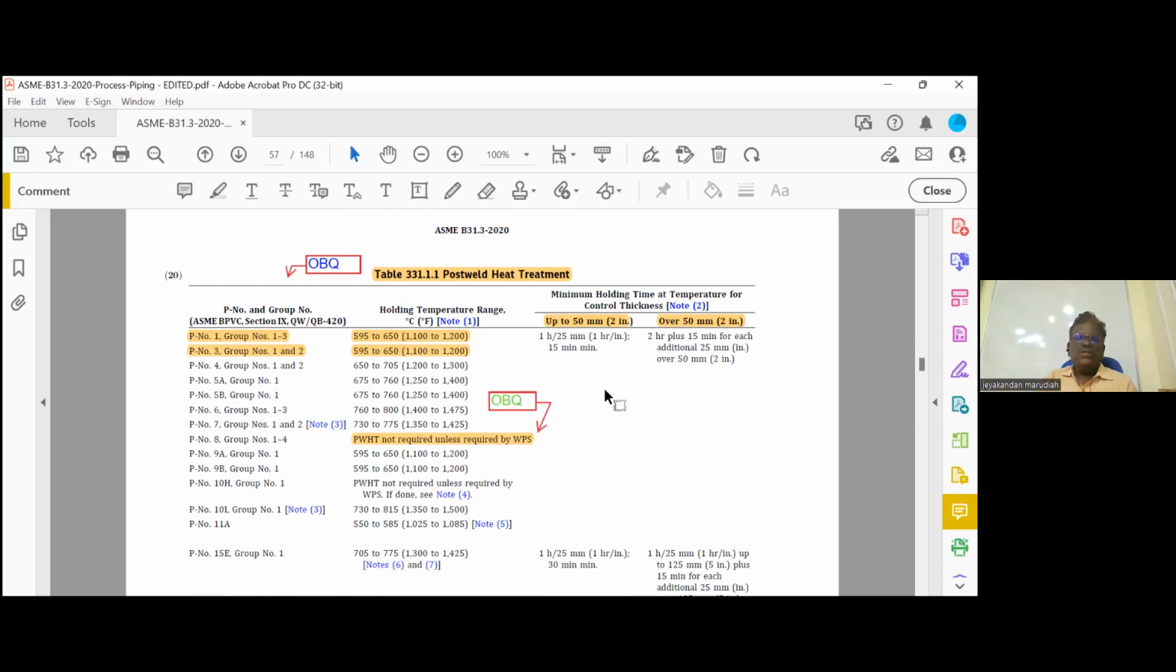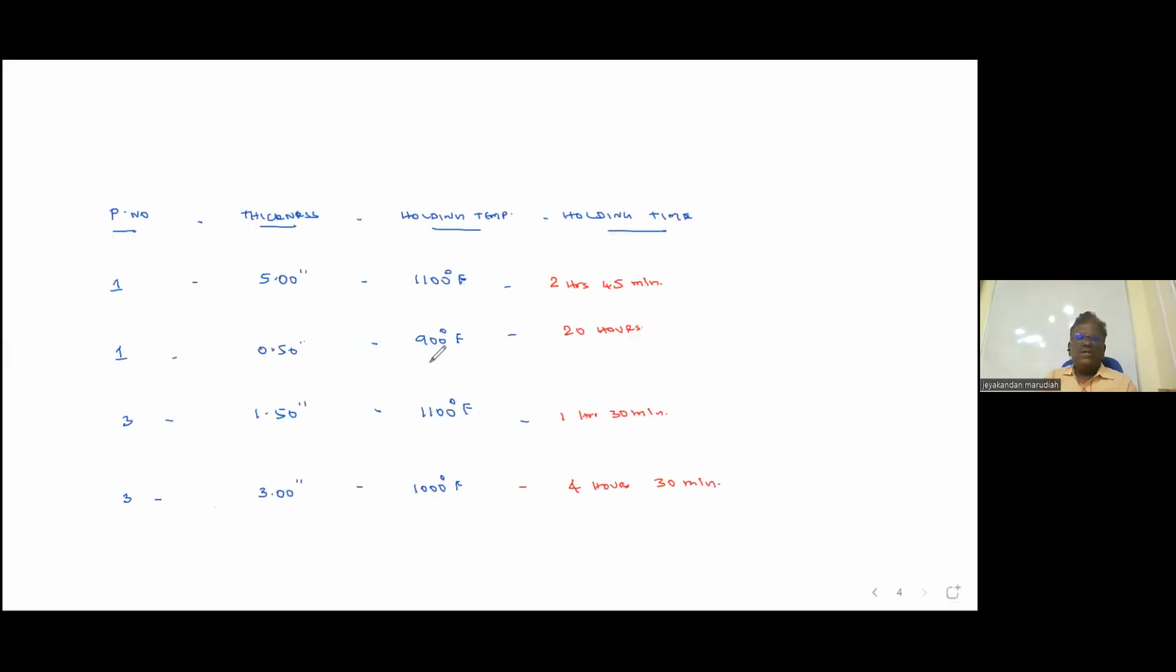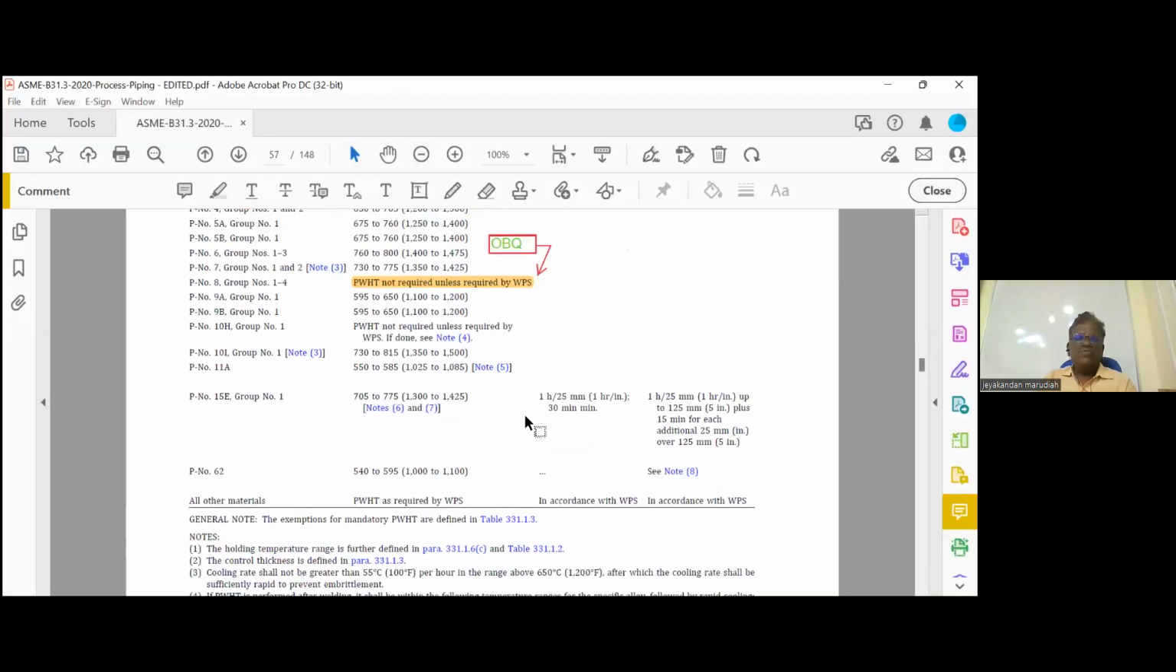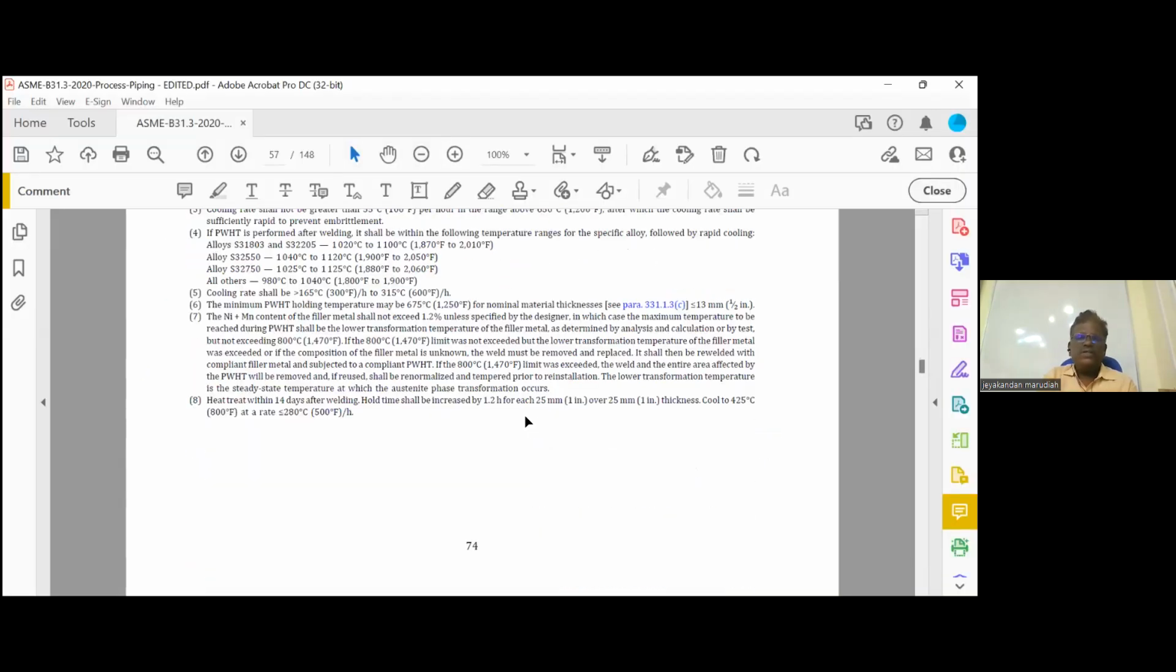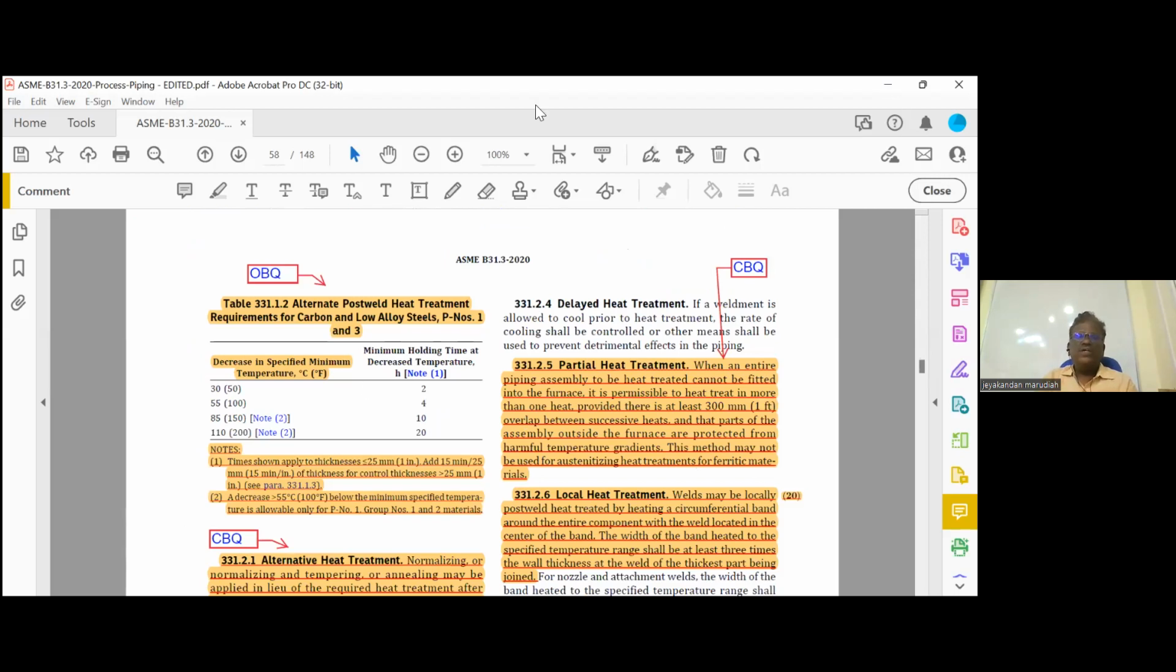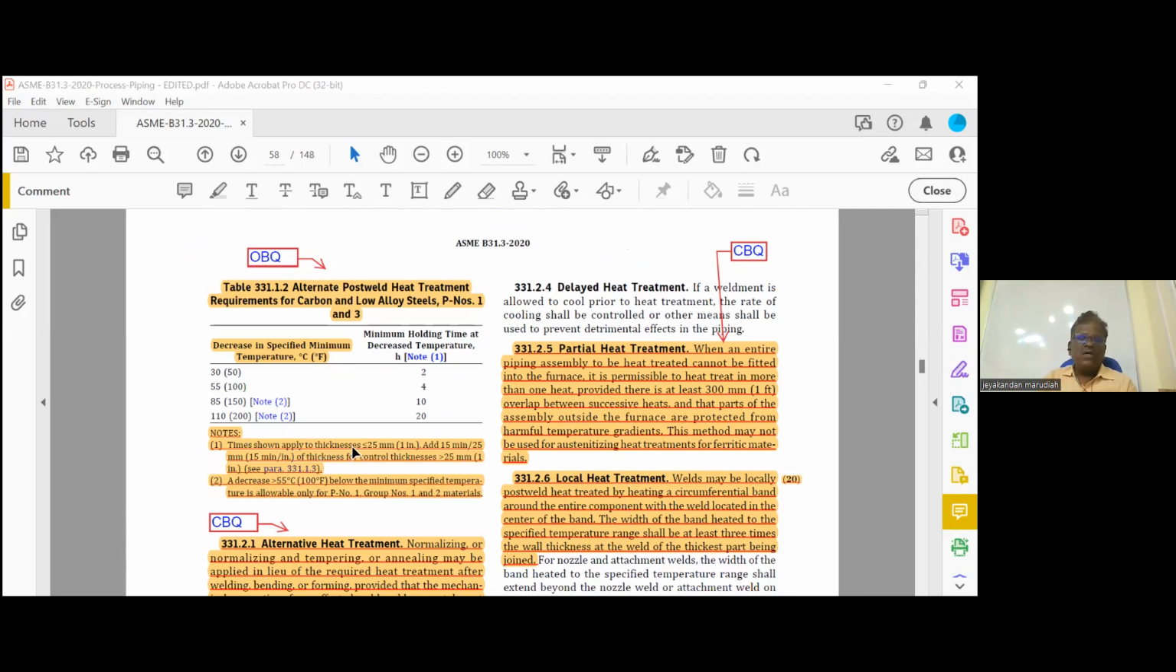Then how to answer the second question? See, what is the second one? We have 900. So second table we have to follow, half an inch. So how much reduction? 900 means 200 reduction. So if you can see here, for 200 reduction, we have to give 20 hours. You can see the note: time shown applied to thickness less than or equal to 1 inch. If the thickness is 1 inch or less, we have to give 20 hours. So our thickness is half an inch, 20 hours.